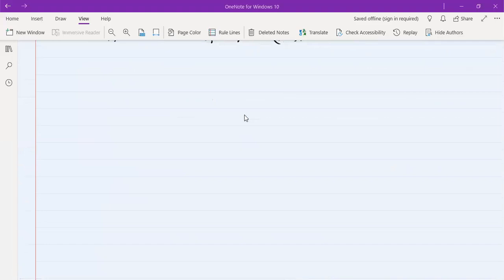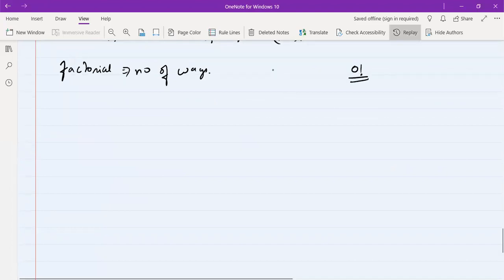Now, if I tell you that factorial will give me the number of ways, right? Factorial usually gives me the number of ways. Now tell me, what would be the value of 0 factorial? That's an interesting fact. What would be the value of 0 factorial? Yes, Krishna. Exactly, very good. So 0 factorial is actually equal to 1, right?